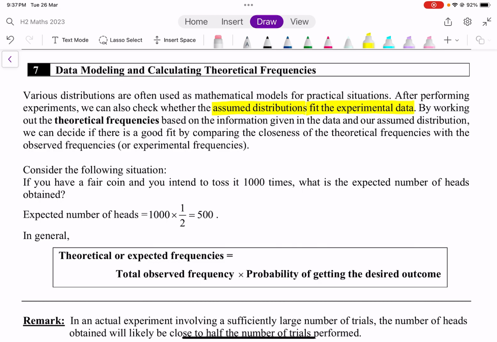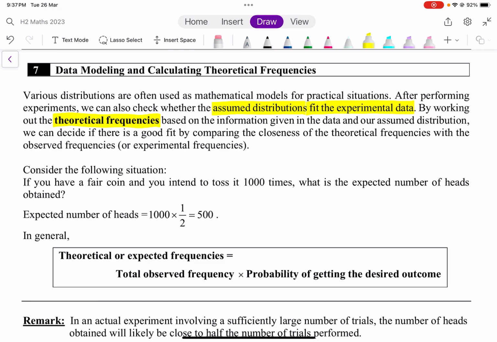So what we do is we find out or calculate what we call the theoretical frequencies. Theoretical frequencies will be based on the information that you have obtained in the data, and of course the distribution that you assume. Then we will decide whether the model is a good fit, by looking at how close the theoretical frequencies and the observed frequencies, or sometimes we call it the experimental frequencies, are.